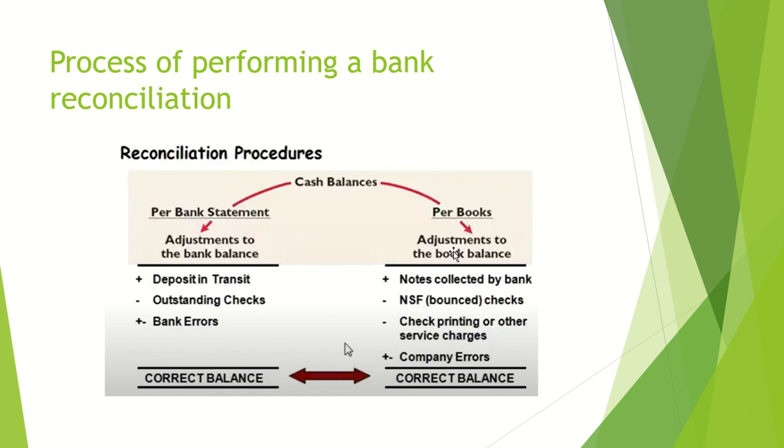So once I do that, then it reflects those items in the books that are already reflected in the bank statement. So it's going to be an addition: the notes collected by the bank, or interest income that's collected by the bank, is going to be in addition to the bank balance. Now we have a subtraction of NSF bounced checks. NSF stands for non-sufficient funds.